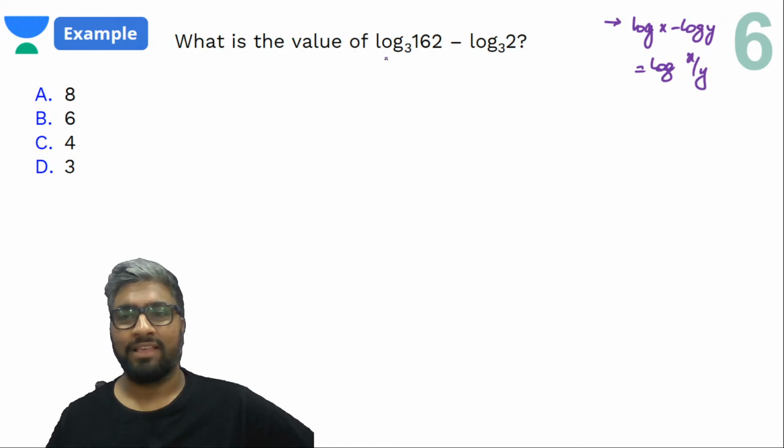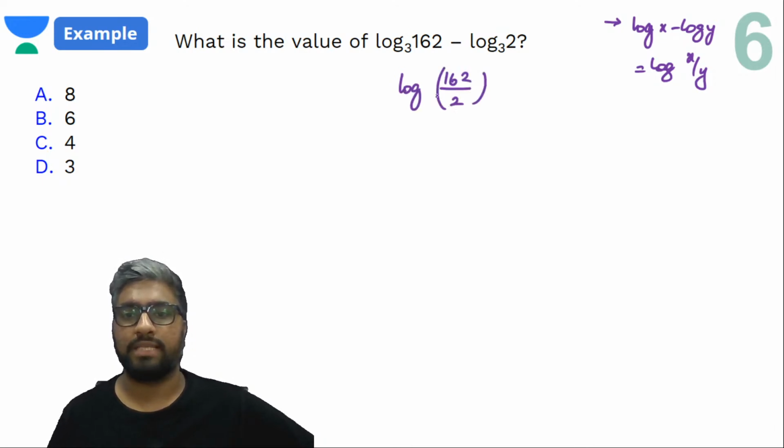Very nice. So you use the same logic, right? The rule of quotient. What would this become? Log 162 by 2, base 3. Why are we doing this? Because you look at these values, none of them are 0. That means you will have to write the term in terms of the base itself. So 162 by 2 is 81.